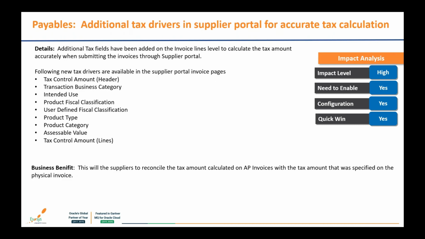This is again a high impact feature, a good feature introduced by Oracle, wherein Oracle has tried to make sure that the tax calculation can be driven directly from the source. So what it has done is, whenever the invoice is being created from the supplier portal, Oracle has now provided additional attributes or additional tax drivers in the supplier portal, wherein the suppliers can provide the tax control amount, the classification of the product, and the assessable value of the product, and all these attributes are now available in the supplier portal.